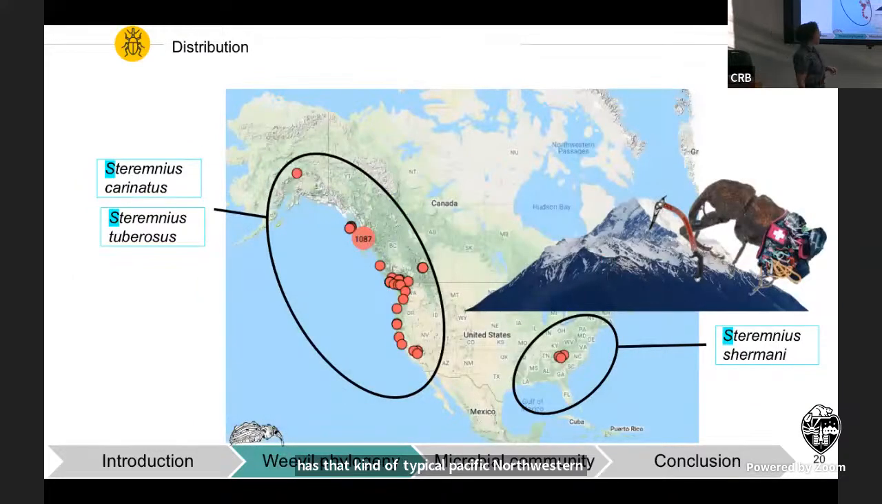Okay. Stromnius, in comparison, move a little bit farther inland. They're still in a Pacific Northwestern coastal distribution, but not as restricted to the coastal rainforest. And one species, Stromnius shermani, is found super inland. It's found in Tennessee, North Carolina, and Western Virginia at high altitudes. As we know, the Appalachian region has super high mountains, as this is my little mountain climbing weevil.